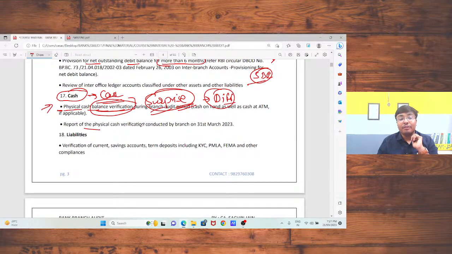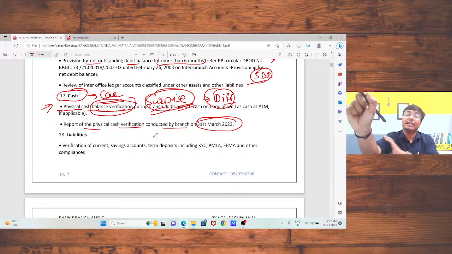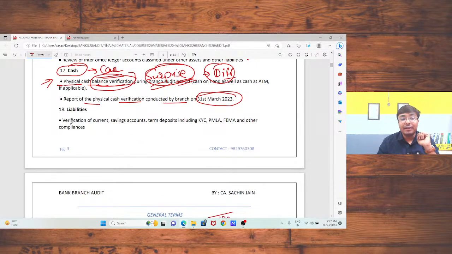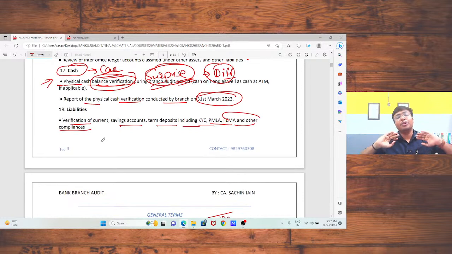Then the report of the physical cash verification conducted by the 31st March 2023, we need that report also. Liabilities, verification of current account, saving account, term deposit including KYC and FEMA and other compliances. We should check each and everything. We should take care of it. In the next slides we are going to discuss that when we are demanding the documents, we should demand that particular accounts. What are the accounts which you had opened during the year? Okay, so newly opened accounts we should take care of that also.